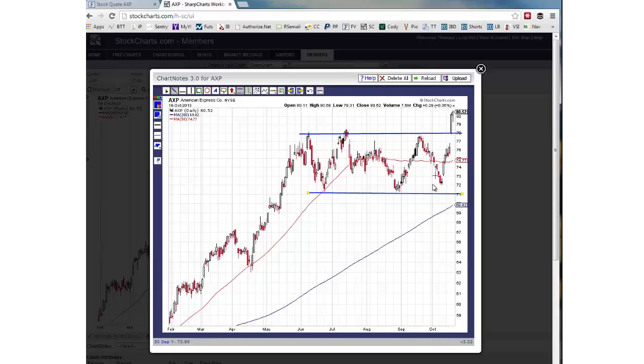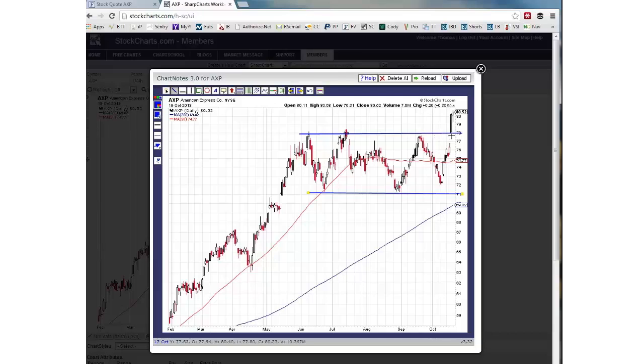The other thing to mention is that the measured move here is from a low of 71 at the support line to a high of 78 at the resistance line. 78 minus 71 is 7. You add 7 to 78 and you get 85. So 85 is our target on this trade.